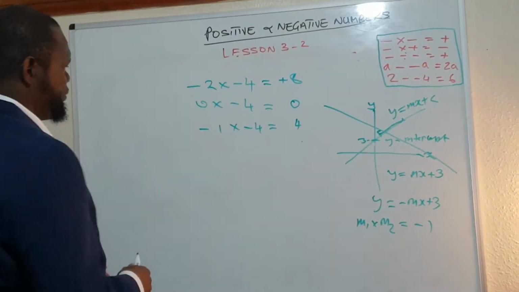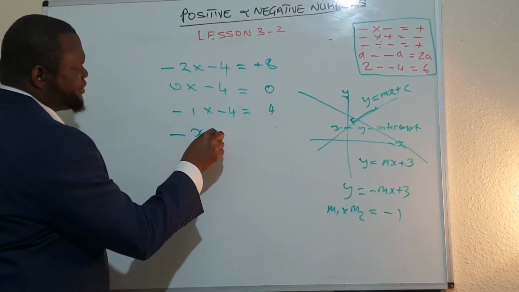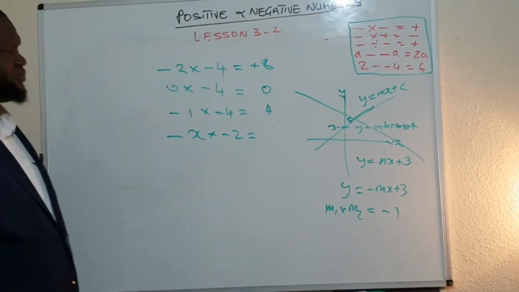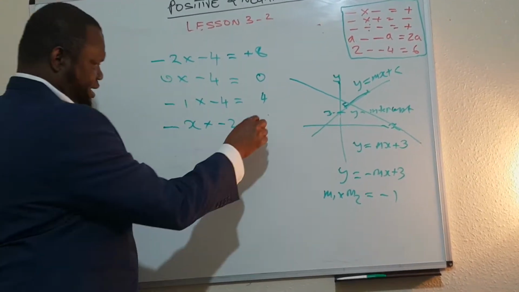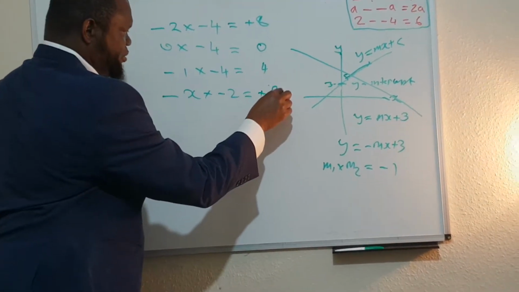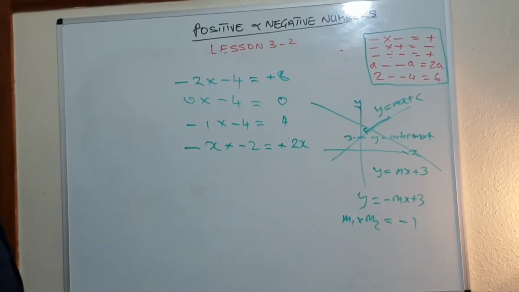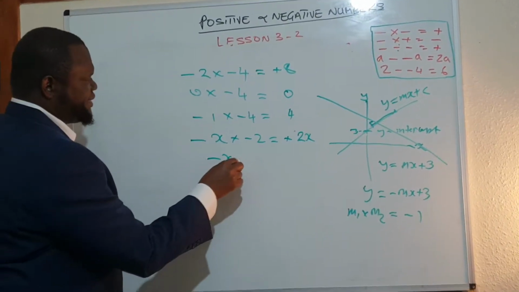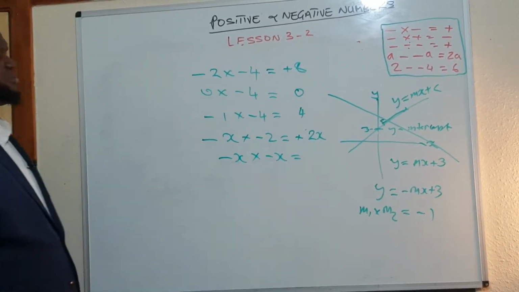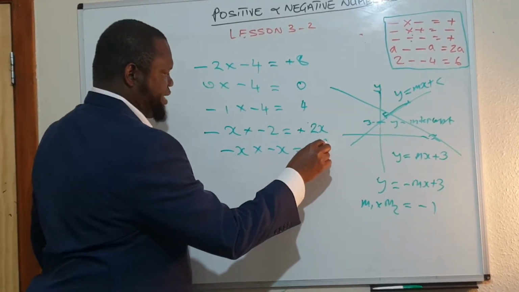So, let's go on. What about minus x times minus 2? What do you think? Your answer will be positive. It will be just 2x only. 2 times x, 2x. So what about minus x times minus x? That is positive, so it's x squared.